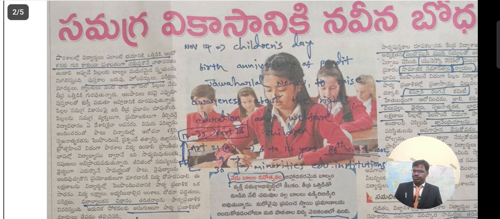So the school should be within 1 kilometer: primary school within 1 kilometer, and upper primary school within 3 kilometers, like up to 10th class within 3 kilometers should be there. So all those things are mentioned here.